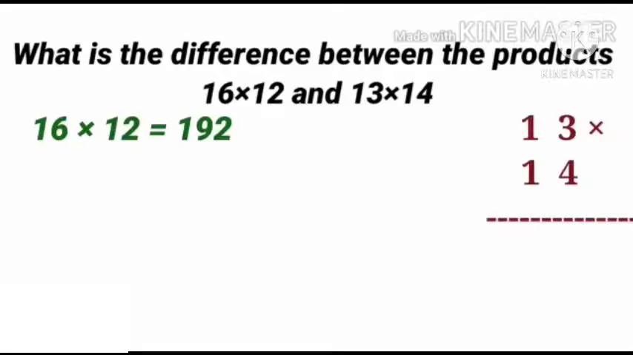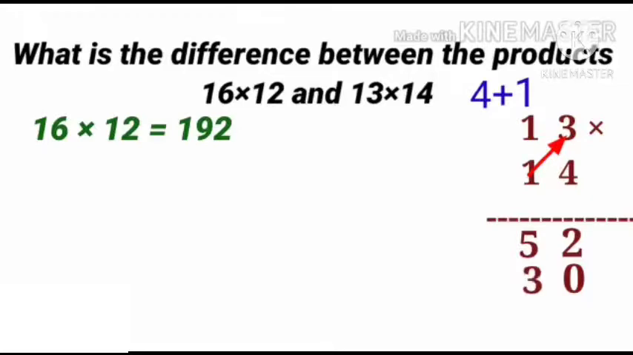Next we have to calculate 13 into 14. First multiply 3 by 4. 3 into 4 equal 12. Write 2 in the ones place and write the remaining 1 above the tens place. Then multiply 4 by 1, that is 4 into 1, 4. Then add 4 with this 1. 4 plus 1, 5. 5 in the tens place. Then multiply 1 by 3. Before doing this, put a 0 in the ones place. Then 1 into 3 equal 3. Write 3 in the tens place.